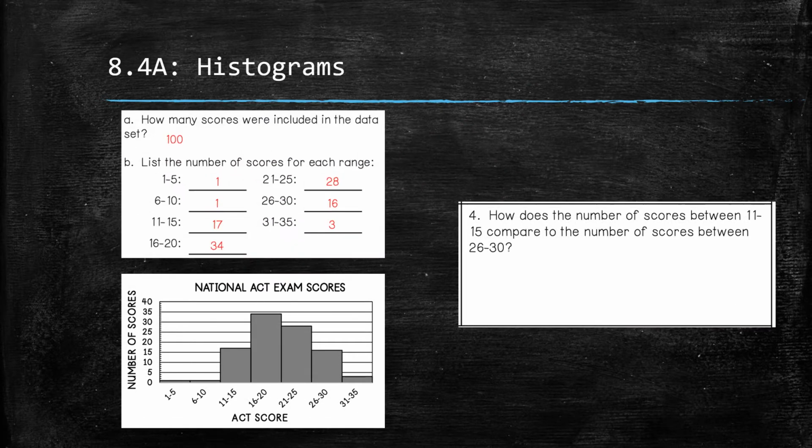How do the numbers of the scores between the intervals 11 and 15 compare to the number of scores between the interval of 26 and 30? So we can look right on our graph and see those two. And I also have it written on our little cheat sheet here. And I can see that there is one more score in the 11 through 15 range than the 26 through 30 range.